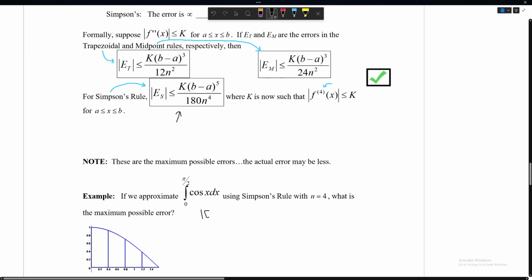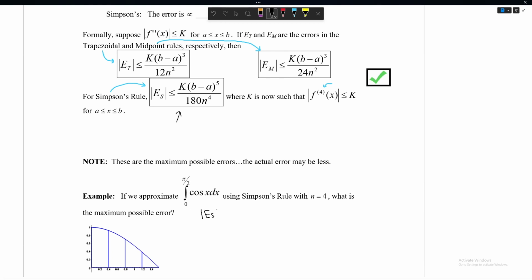My approximation, which is my E_S, is less than or equal to my k. My b is 0. Oh, sorry, my b is pi over 2, minus my a, which is 0, to the power of 5, all divided by 180. My n is 4. All right, and this is to the power of 4 as well.